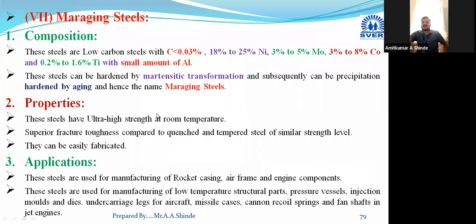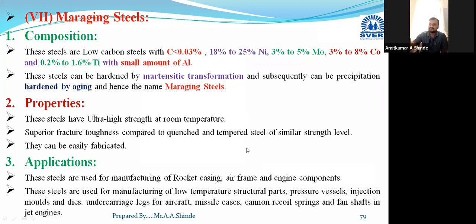Now, depending on its characteristics, it has very important applications. I have added lots of pictures for better understanding of this. These steels are used for manufacturing of rocket casing, airframe, and different engine components. Then these steels are used for manufacturing of different low temperature structural parts, then different kinds of pressure vessels, then injection molds and dies, then undercarriage legs for aircraft, missile cases, cannon recoil spring, fan shafts in the jet engines. For all these, I have added the pictures in the next slide.